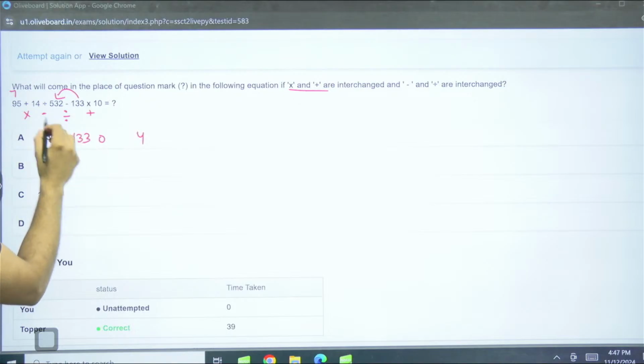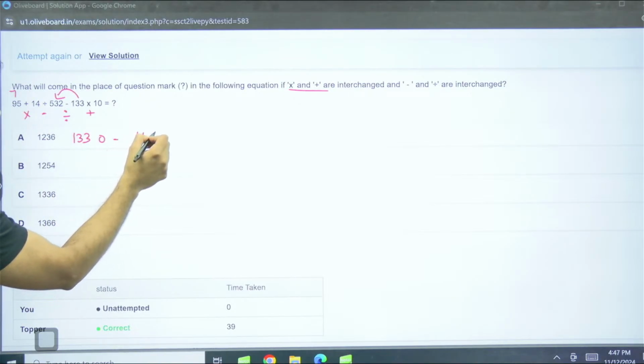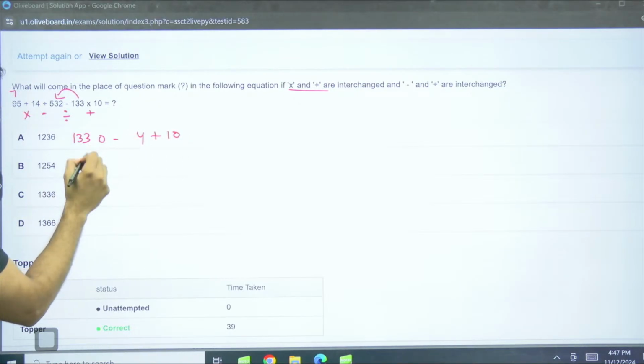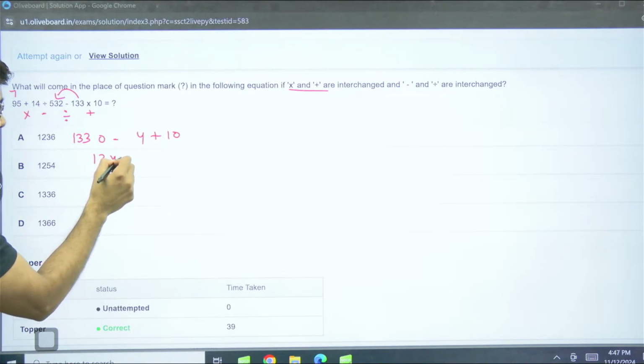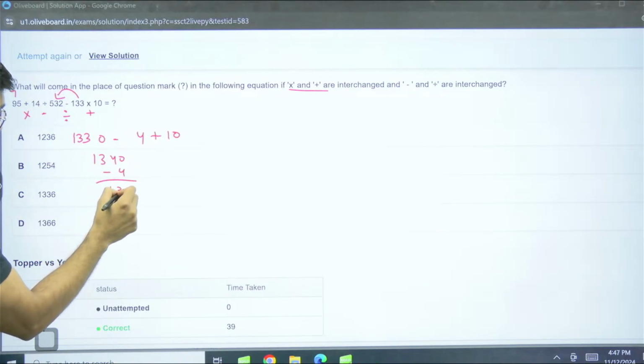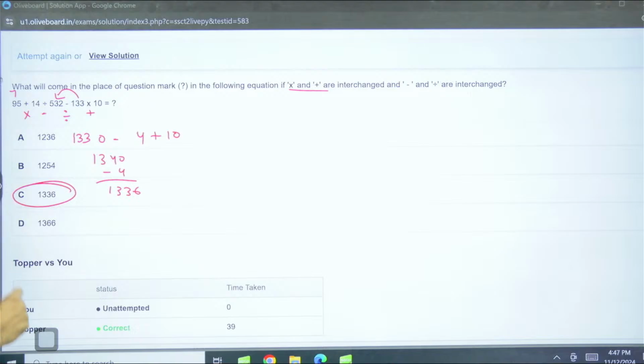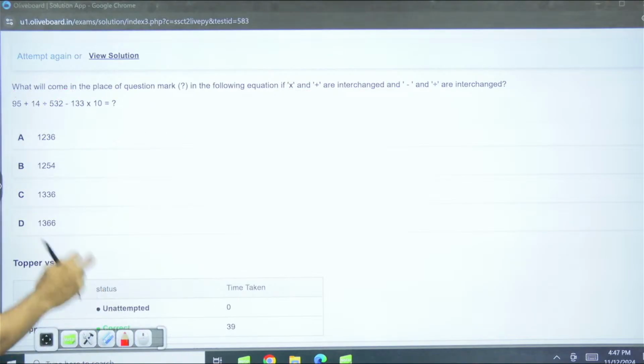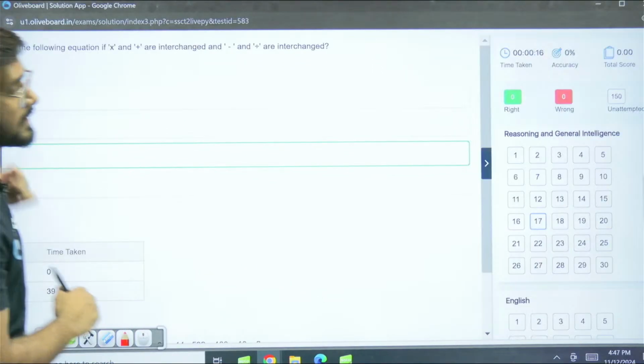Okay, 1330 minus 4 plus 10. So it will become 1330 plus 10, 1340 minus 4, 1336. Option number C. Let's mark option C. Option C is the right answer. Next question, 18.